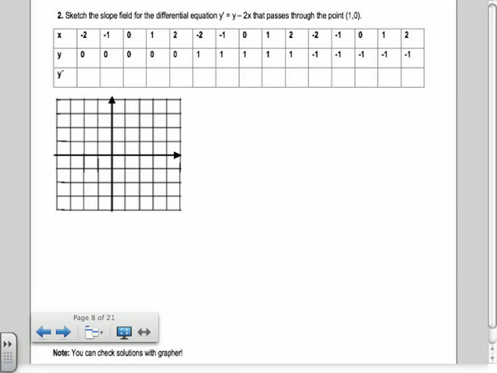Okay, what did you guys get for your numbers? So read them off. 4, 4, 2, 4, 2, 0, -2, -4, 5, 3, 1, 1, -1, -3, 3, 1, 1, -1. Right? Yep. That's your values? Yep.